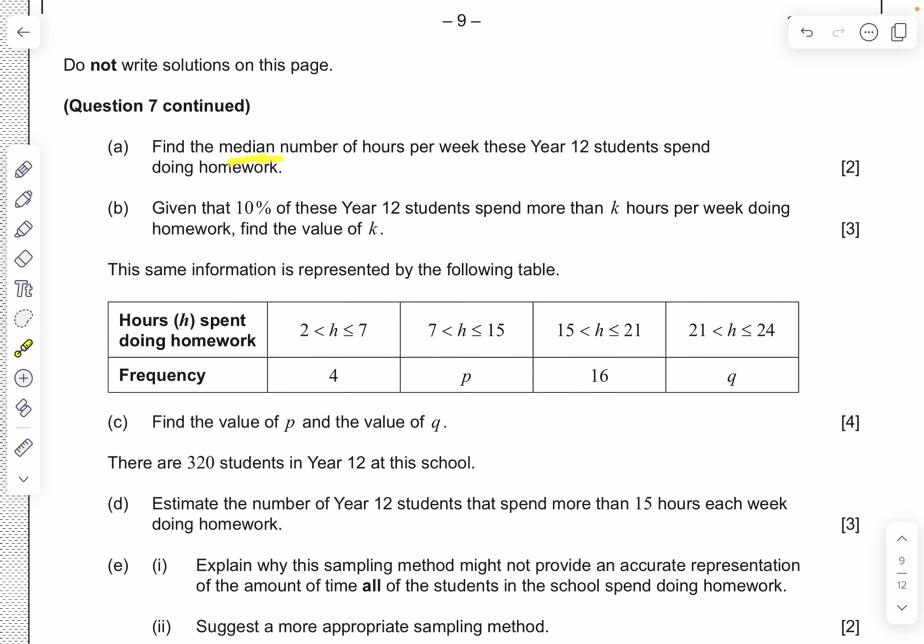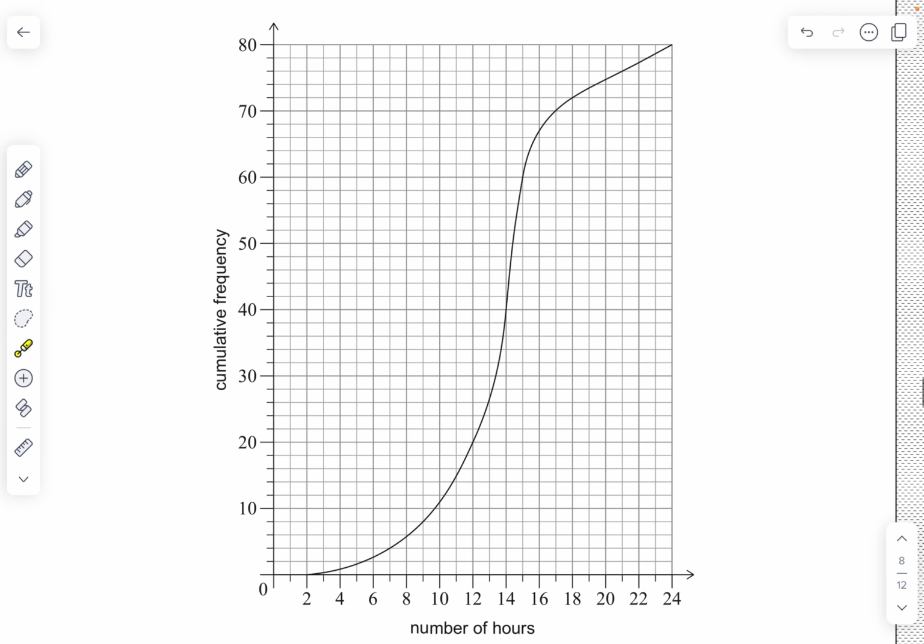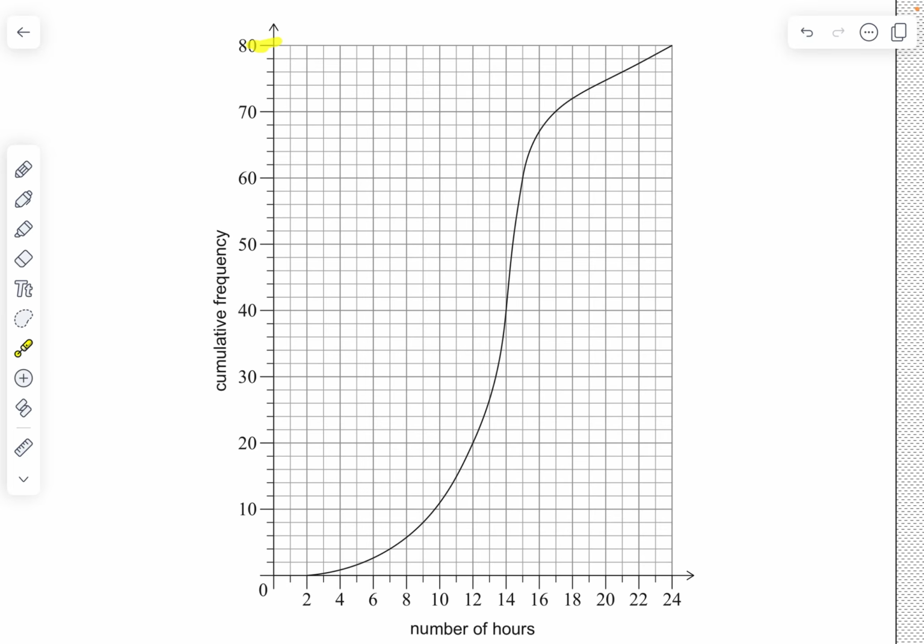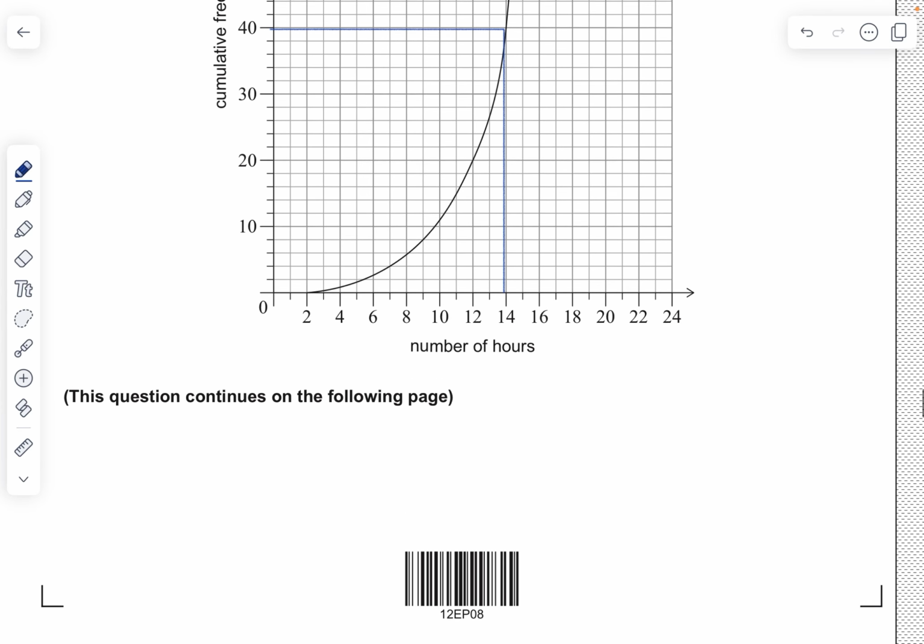Find the median number of hours per week these year 12 students work. So median means I need to put them in order and find the middle student. I've got 80 students. So there's my 80 students here. Watch out, because sometimes it doesn't go to the top of the graph. We want 40 students. So let's go across and see where 40 students takes us to. And that takes us down here to 14 hours.